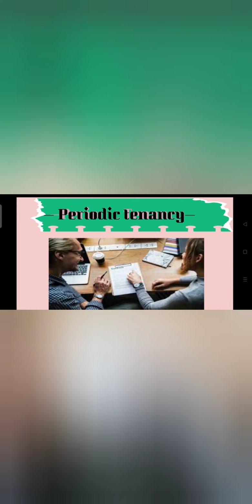Periodic or fixed-term tenancy. Periodic tenancy. A periodic tenancy agreement has no end date. It continues until either the tenant or the landlord gives written notice to end it.